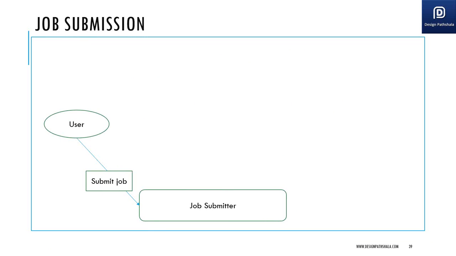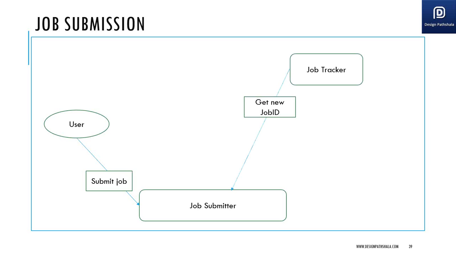So I, as a user, submit the job. The job is submitted to the job tracker, and the job tracker is the main entity which manages the whole life cycle of the job. All the bookkeeping activities related to the job are done by the job tracker only. The task tracker just runs the logic on the corresponding node.